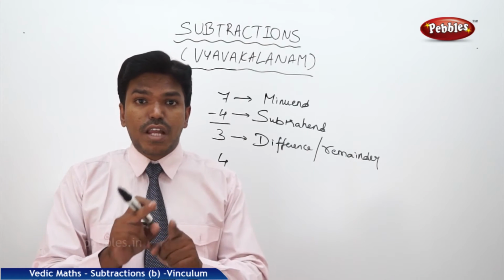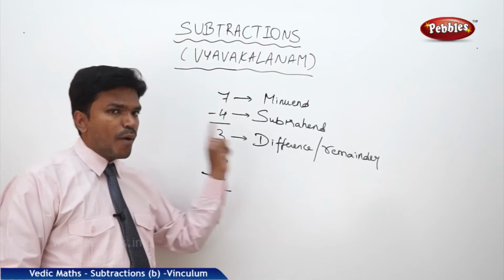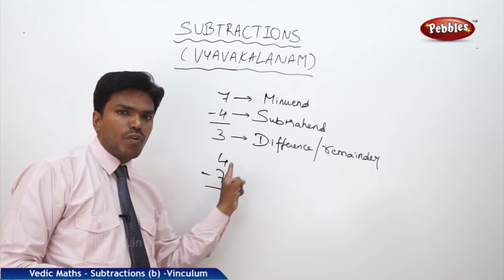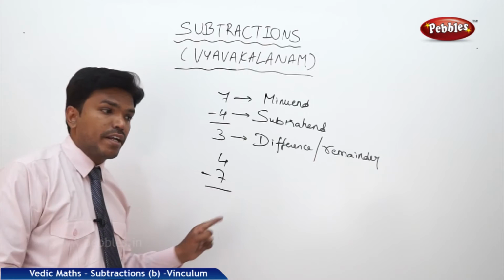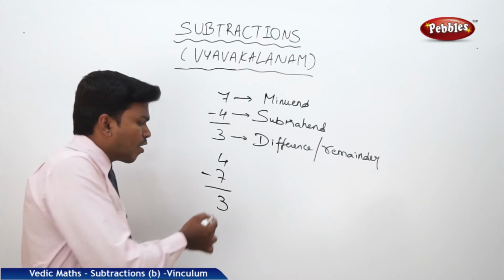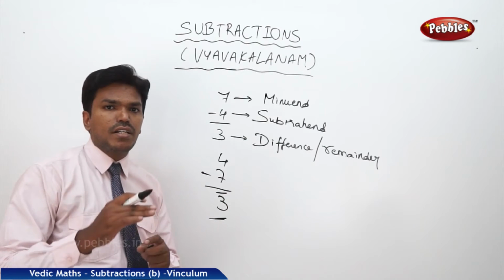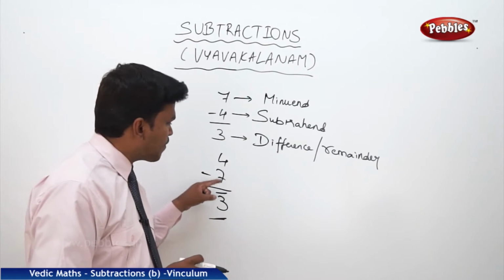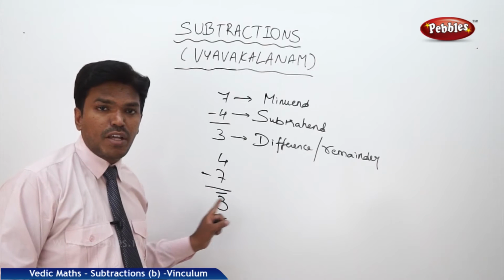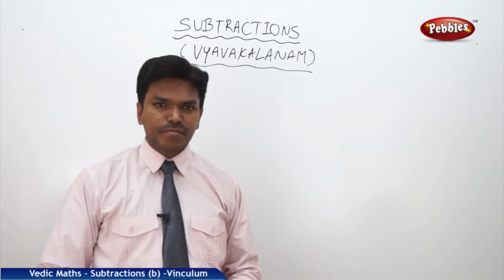So in such conditions, what we are going to do is subtract the above number from the below number. That means we are going to subtract the 4 from 7, which is the subtrahend, and we are going to write the answer as 3. But for 3 we are going to put a bar on it. Why? Because we did the negative subtraction. So 7 minus 4, the result is 3, but with a bar on it, that is 3 bar. Right? Fine.